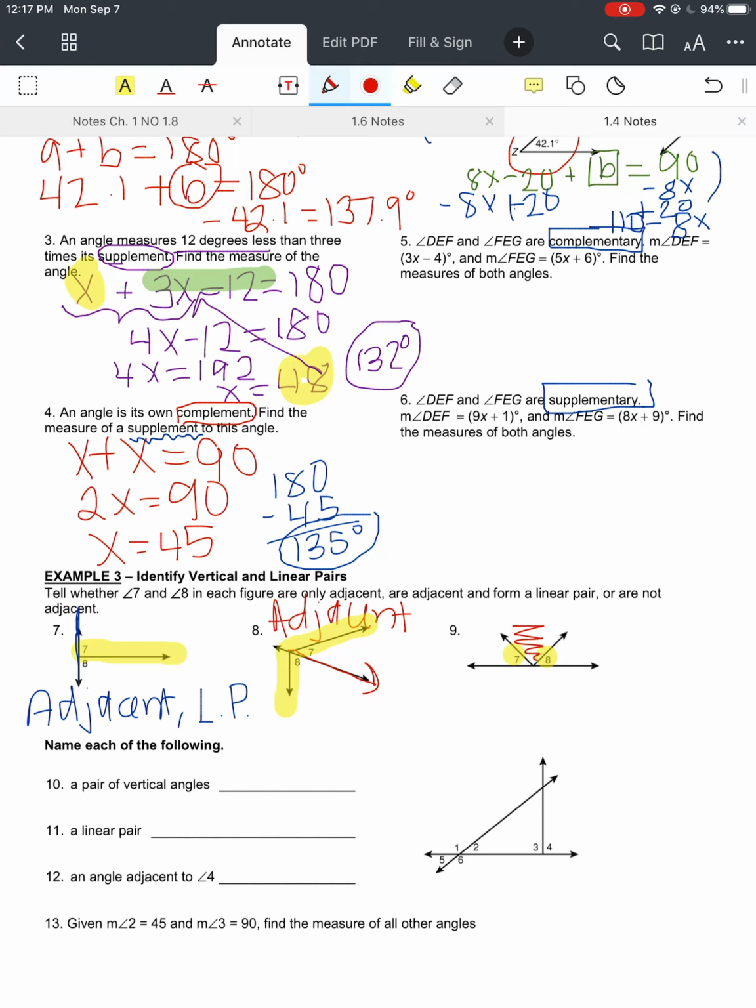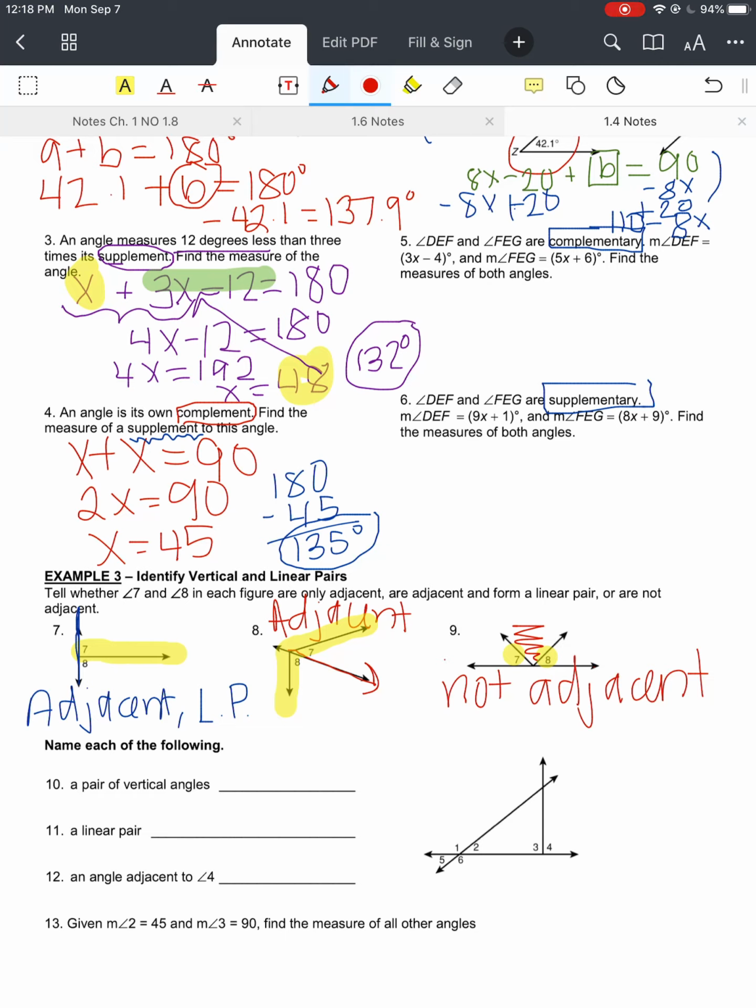Yes, they form a line, but there's a third angle here that's helping them form that line or that straight angle. So we can't say that they're a linear pair. So they're just not adjacent, and obviously not a linear pair. Can't be a linear pair if you're not adjacent.